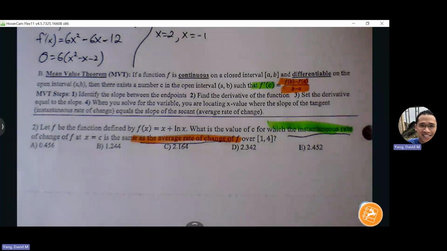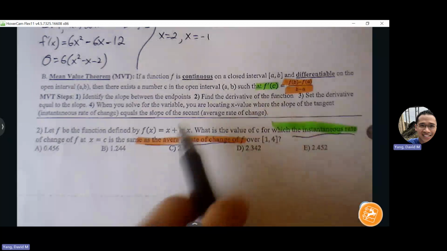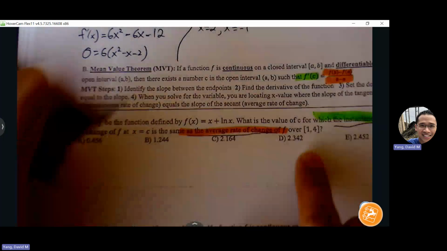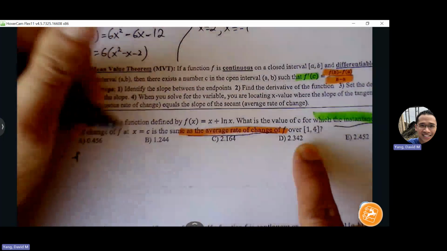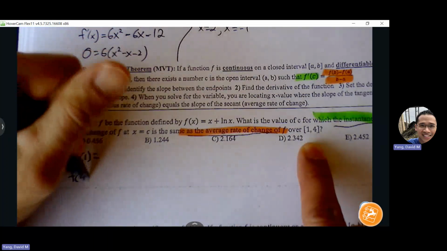Okay, so we have our endpoints. We can find the slope between the endpoints. We can find the derivative function. We're going to set them equal to each other. So first, though, I'm going to find the endpoints and find the slope between the endpoints. So let's find our endpoints here, f of 1 and f of 4.